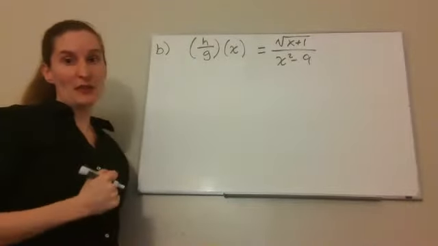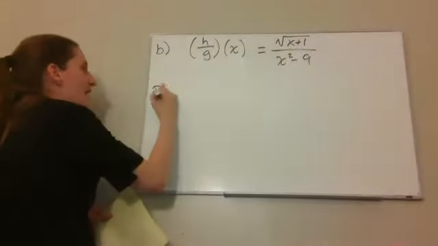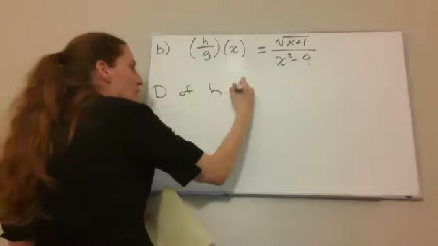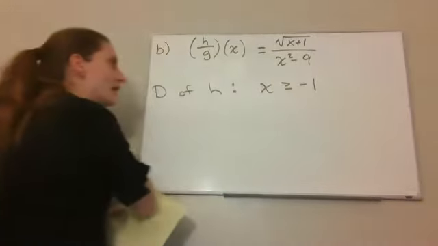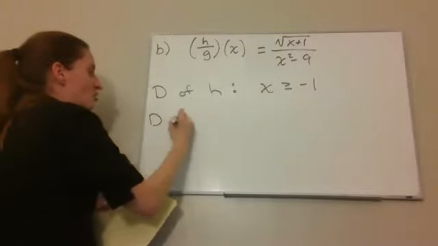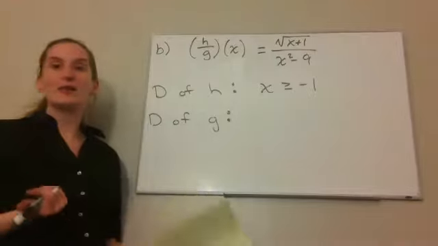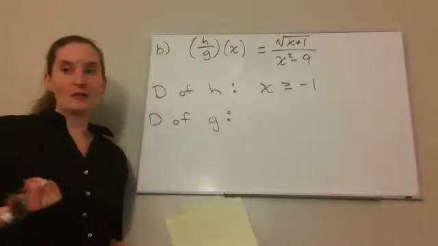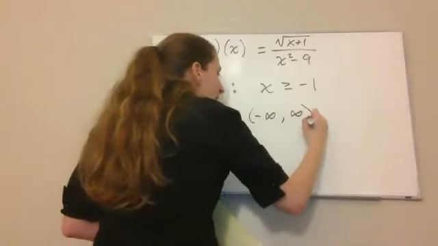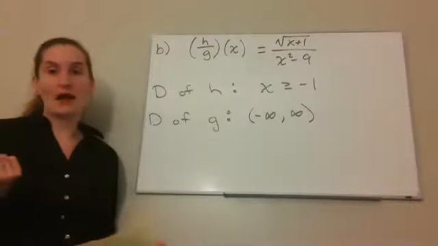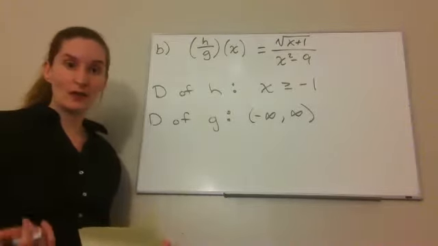Now to find the domain, this is the tricky part. So the domain of h, we just found, was all the x greater than or equal to -1. The domain of g, well, g is a polynomial, x squared minus 9. So its domain was all real numbers because we're not dividing by anything and we're not having square roots of negatives. So the domain of g by itself was all real numbers.